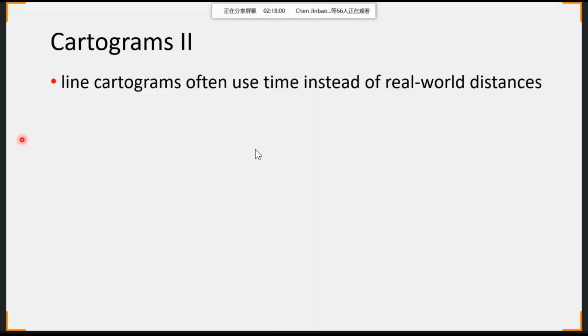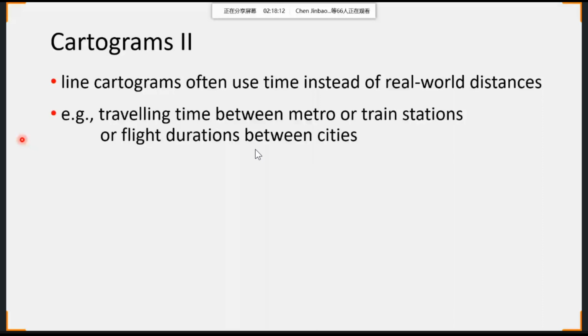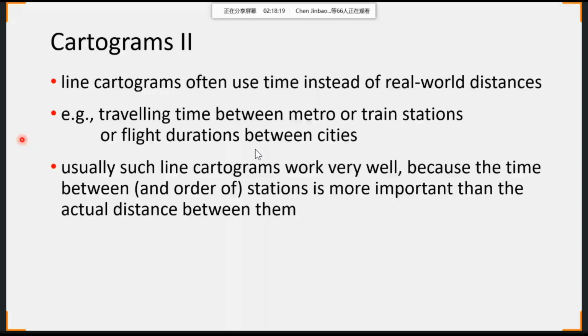First, line cartograms, they often use time instead of real-world distances. This is the typical application for line cartograms. For example, traveling time between metro or train stations, or flight durations between cities. Usually such line cartograms work very well because the time between and order of stations is more important than the actual distance between them. Remember the famous tube map of Harry Beck, the London Tube, London subway map.